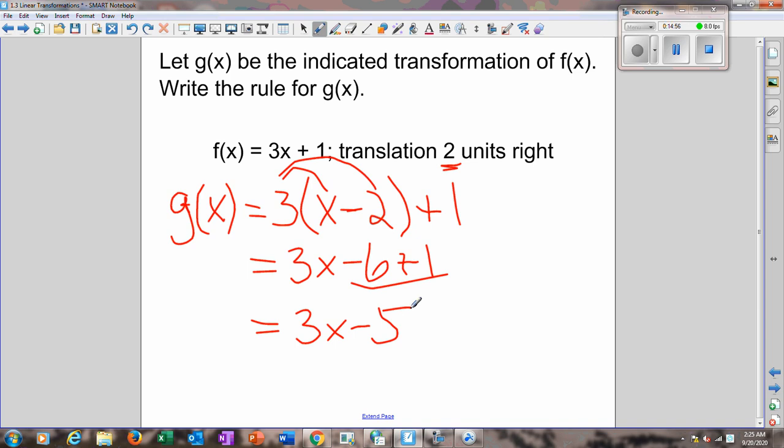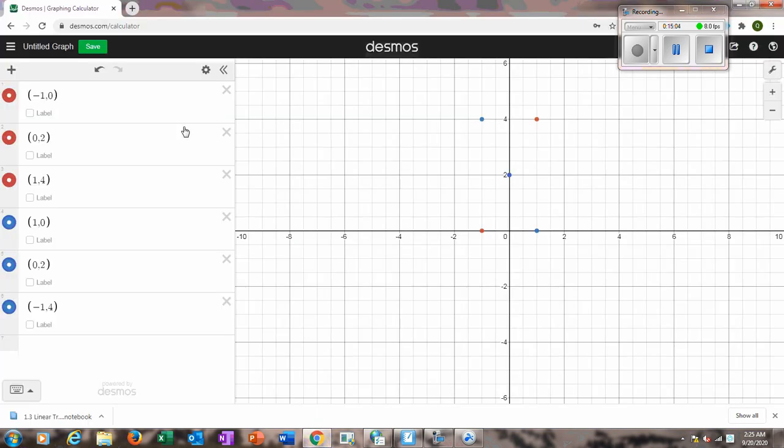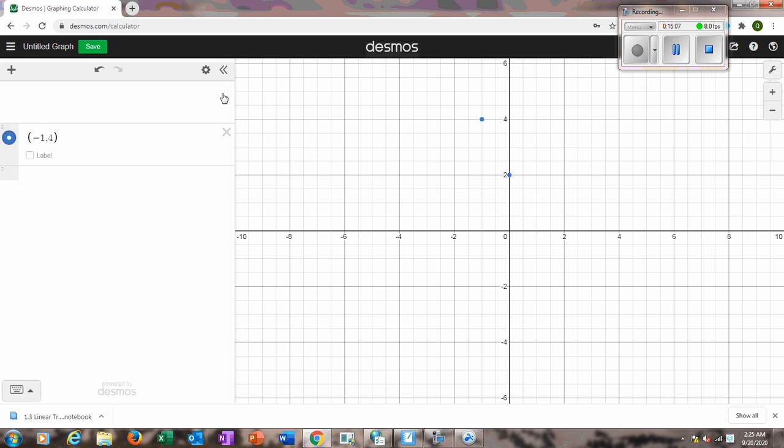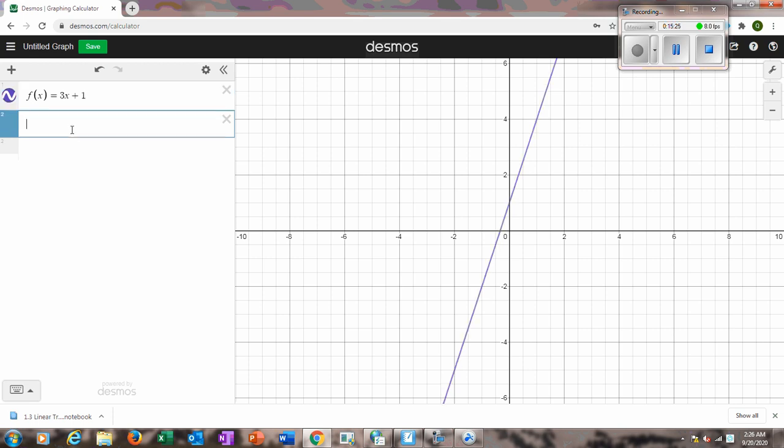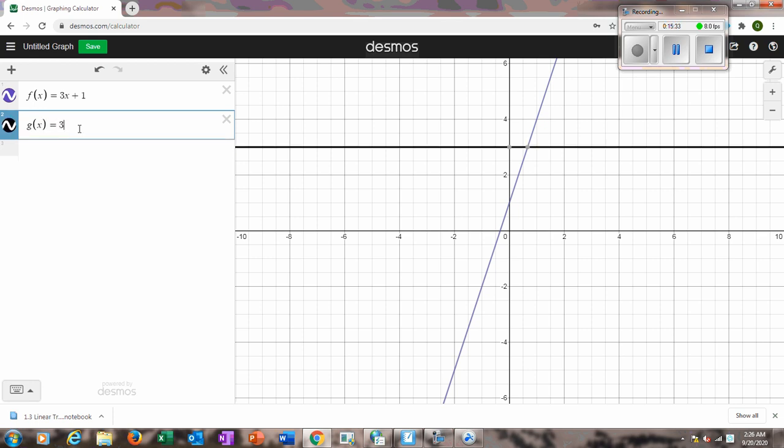So much better. Let's look at the original graph in this graph and see if we can see it being translated 2 units right. So the original was 3x plus 1. I'll just exit out all these. Original was y equals, or I can even do f of x. Desmos recognizes that as a function, as long as I do equals, and then 3x plus 1. Then we're going to do g of x equals 3x minus 5.